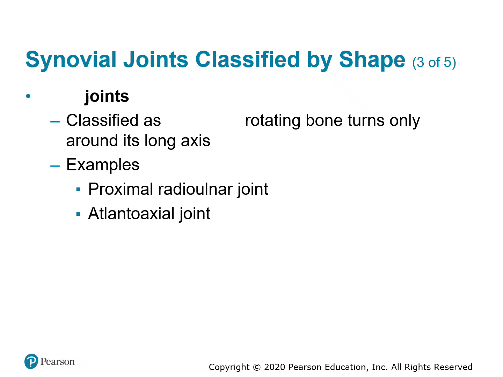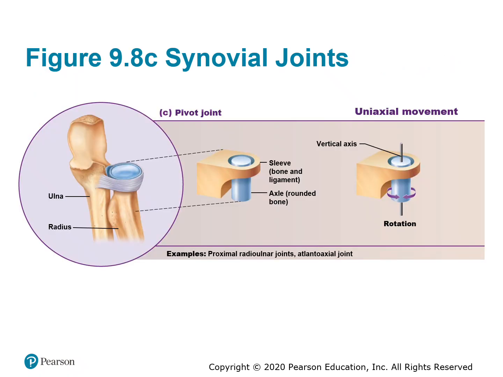Next is pivot joints. P-I-V-O-T. They're classified as a uniaxial rotating motion. Example is your radio-ulnar joint, the proximal one, radio-ulnar's up here, and then the atlantoaxial, your atlas axis. That lets you say, no, I don't want to learn any more anatomy. Class is over. Free me. Pivot joints pivot. They turn.